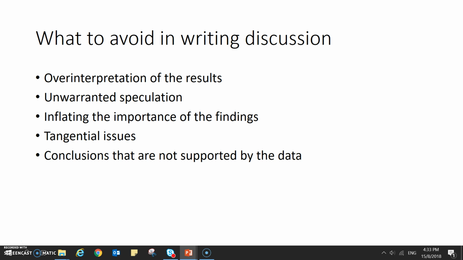What to avoid in writing your discussion. Avoid over-interpretation of your results. And avoid unwarranted speculation without evidence. Avoid inflating the importance of the findings. Avoid dwelling on tangential issues. And avoid conclusions that are not supported by your data.